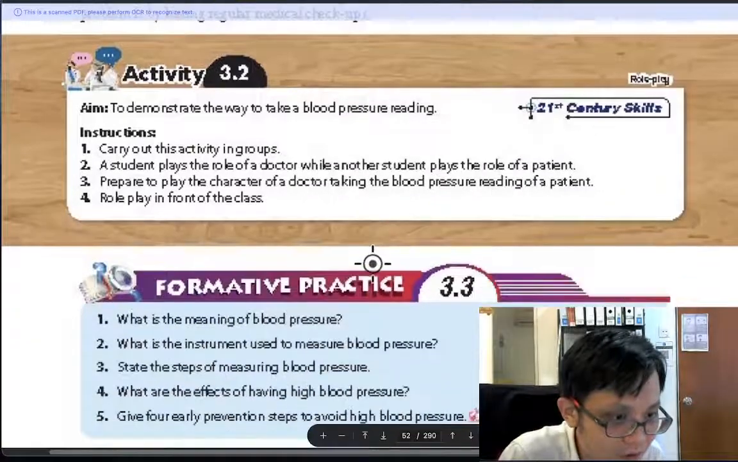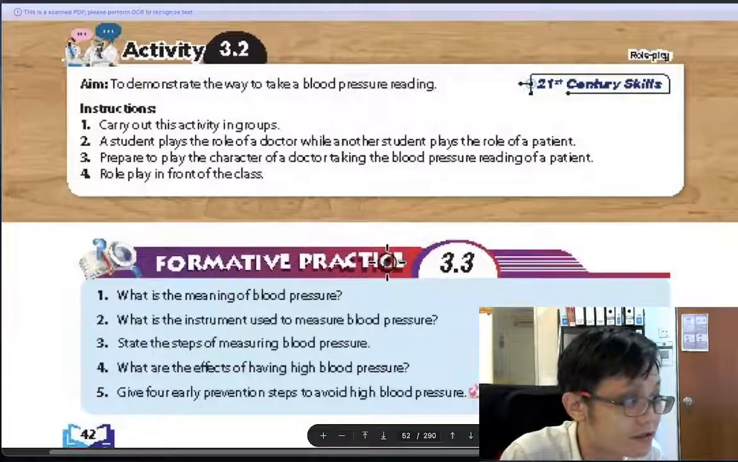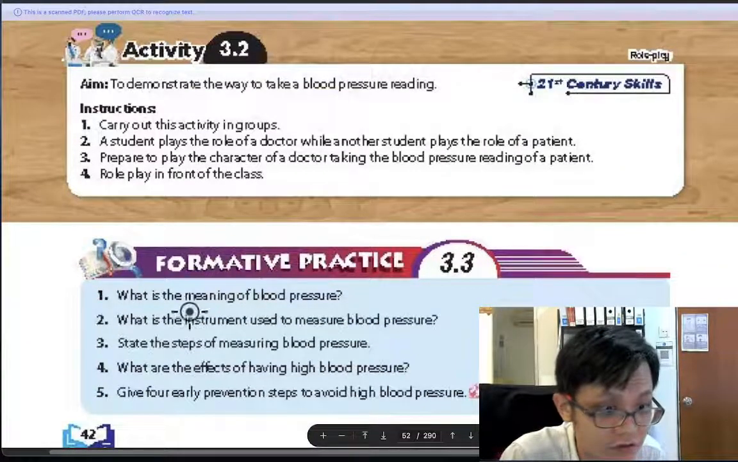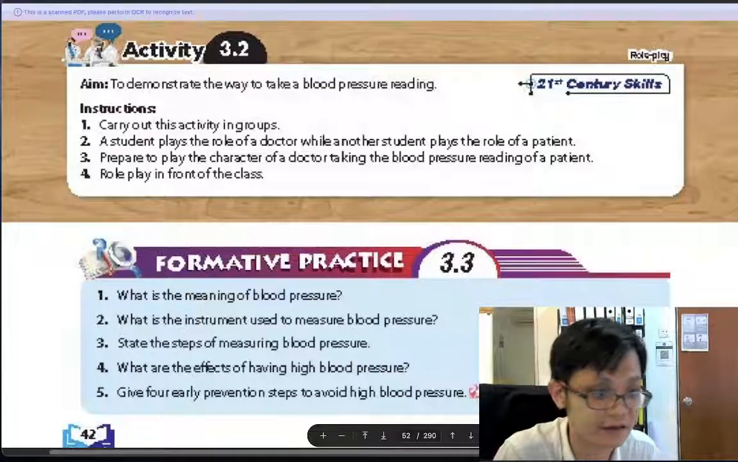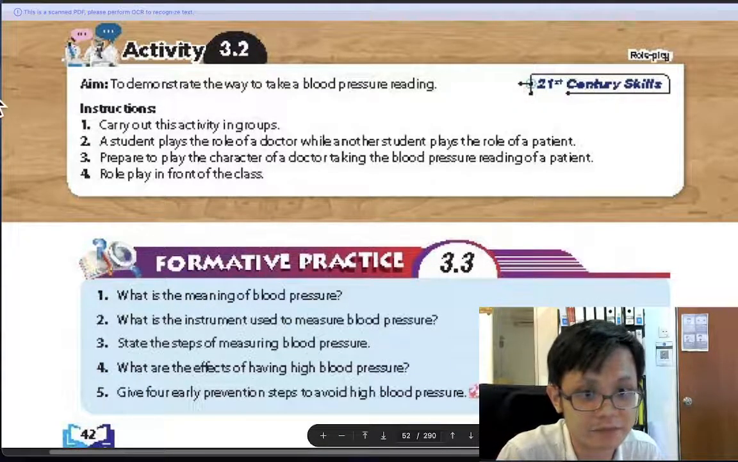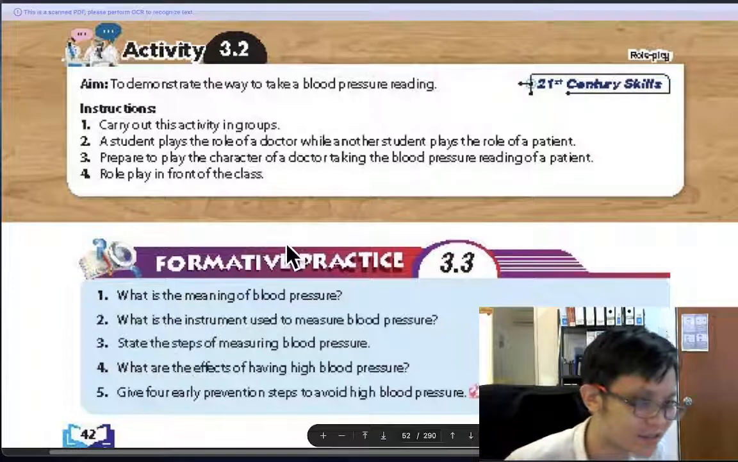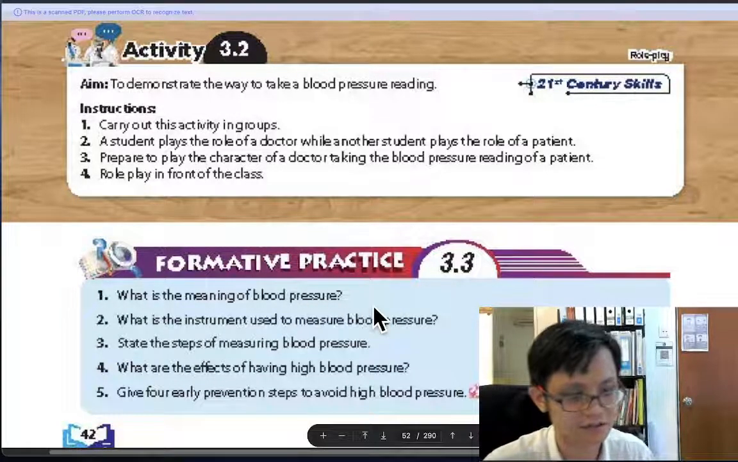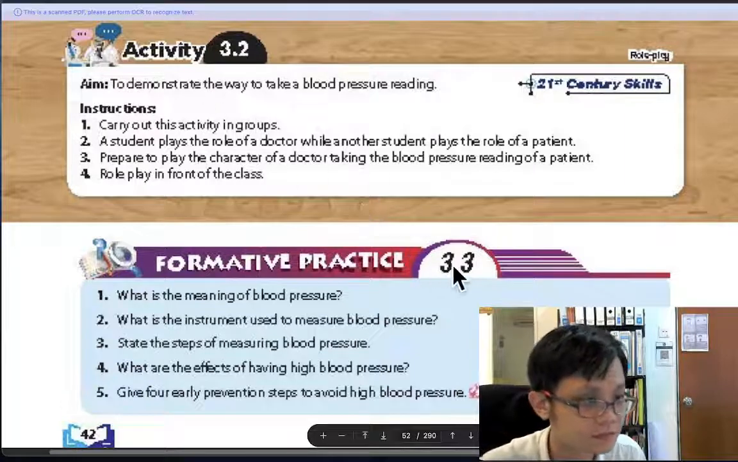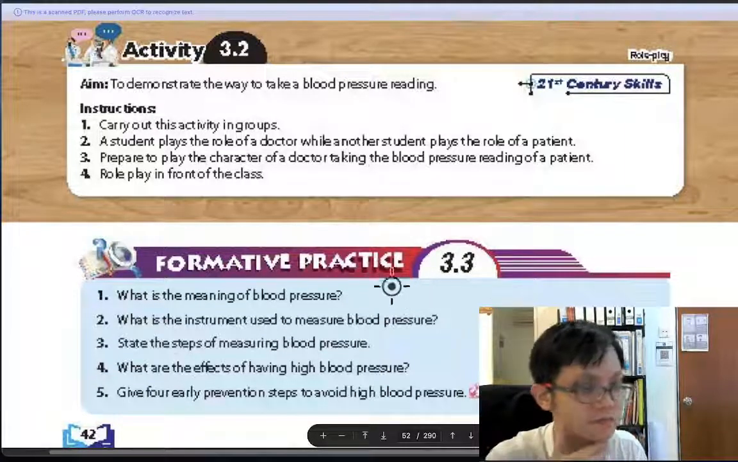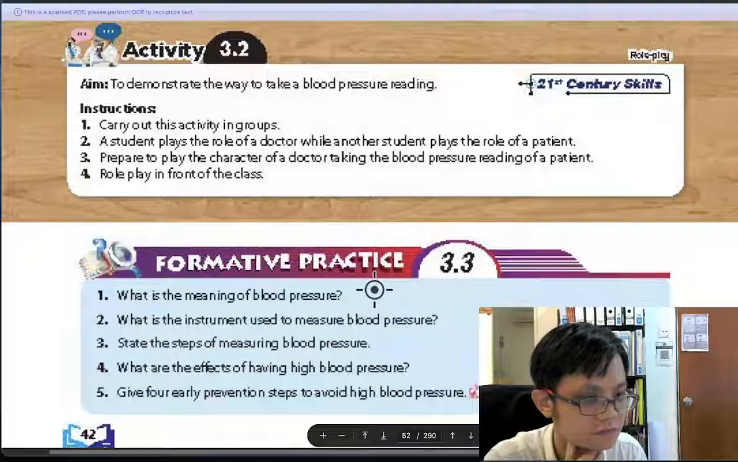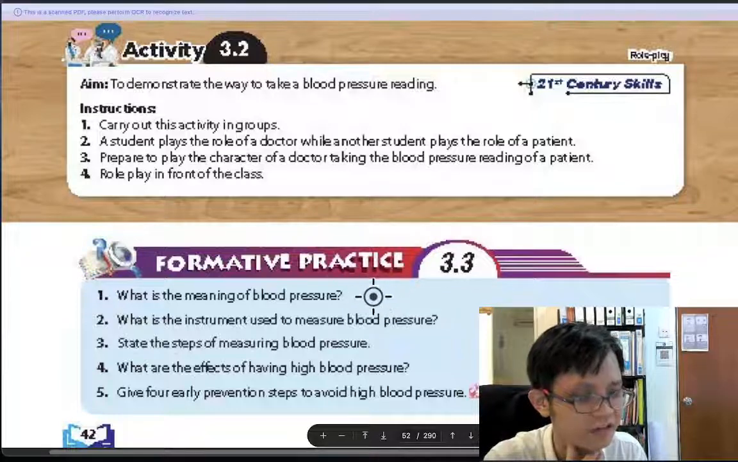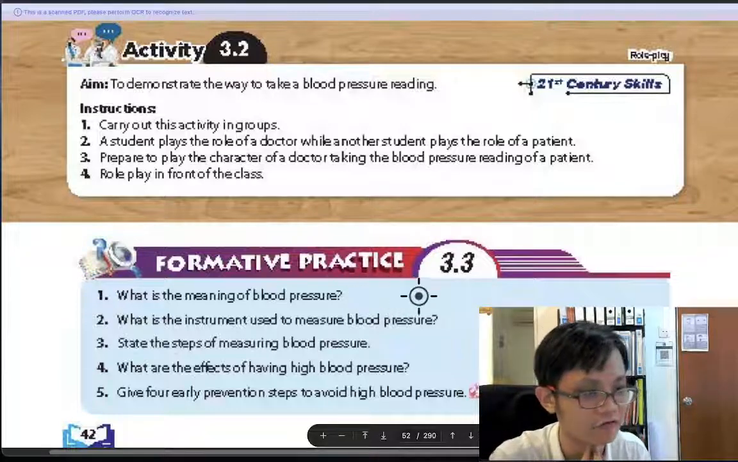Okay, where was I? Now is okay. So maybe we can do 5 questions here. What is the meaning of blood pressure? Blood pressure is the pressure applied by the blood on the wall of the blood vessel during blood circulation. Okay, very good. So it's the pressure applied on the vein during the blood circulation. Very good.